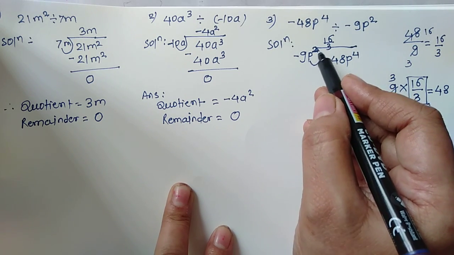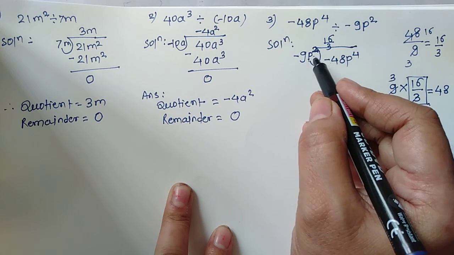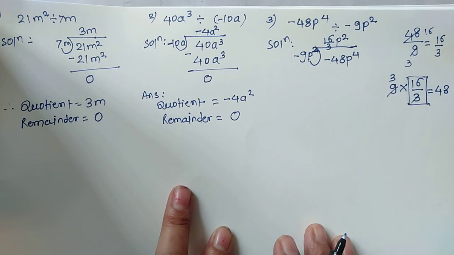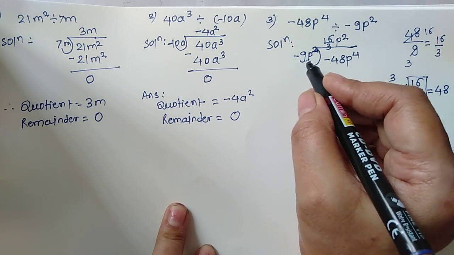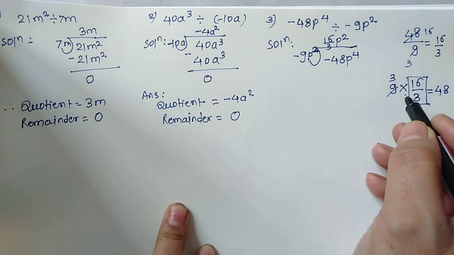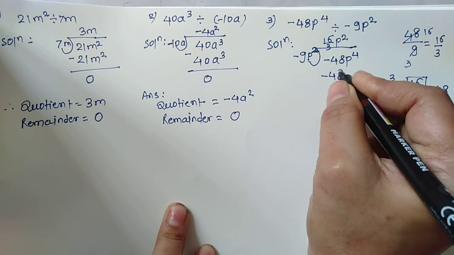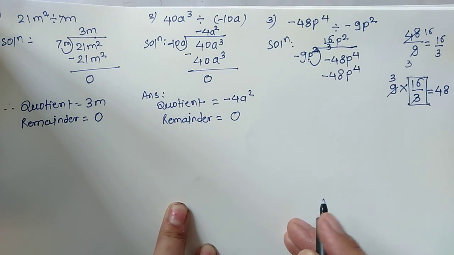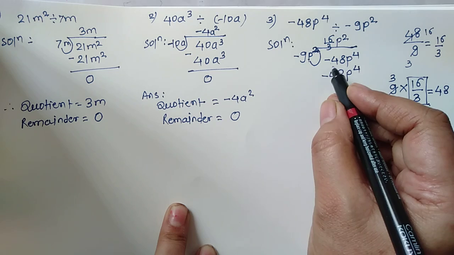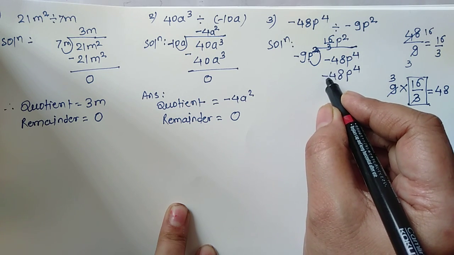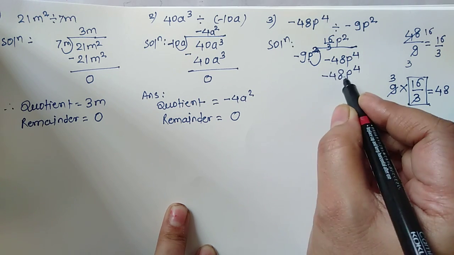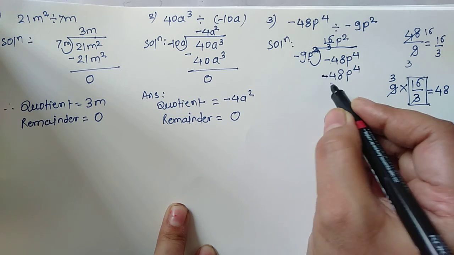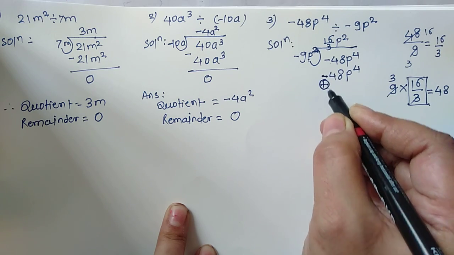Now see the variable part. P square into p square is p raised to 4. So 16 upon 3 p square. So therefore minus 9 into 16 upon 3 is minus 48. And p square into p square is p raised to 4. Now take the subtraction here. If we take the subtraction, then the sign of the second number will be changed. So this minus becomes a plus and we follow this sign.